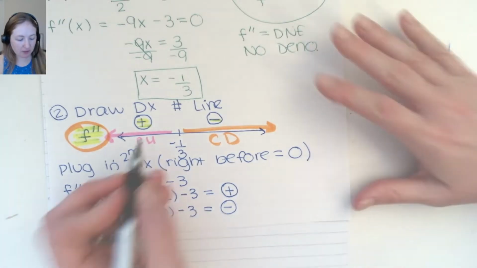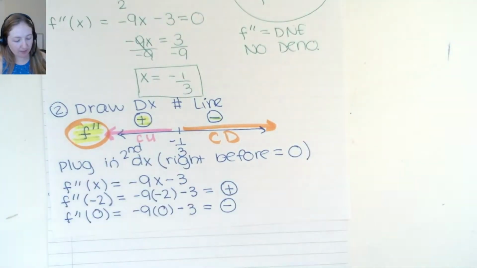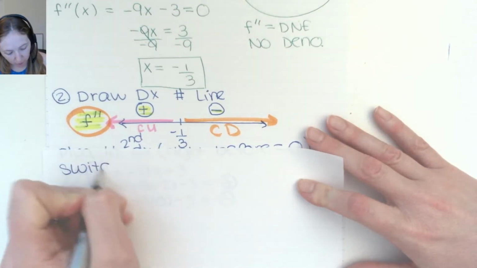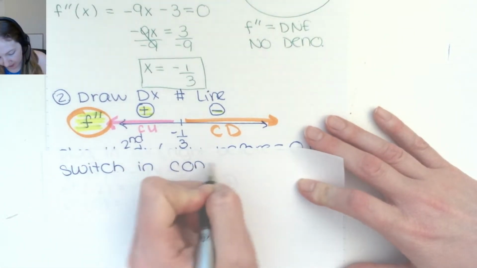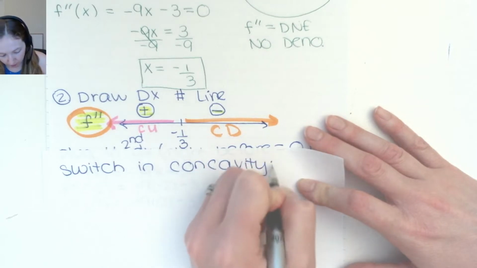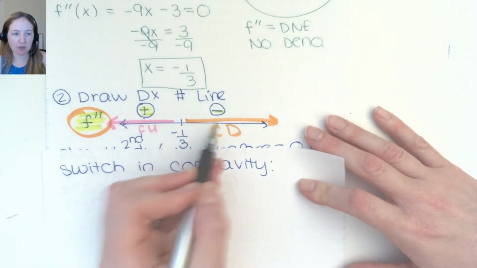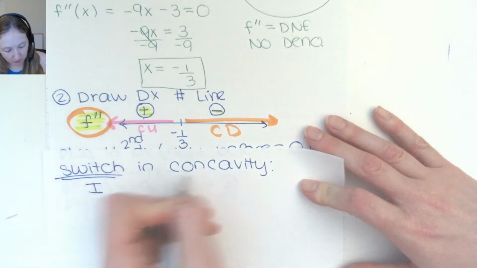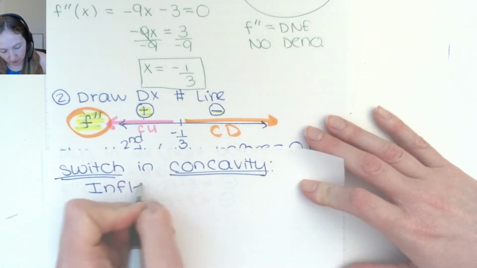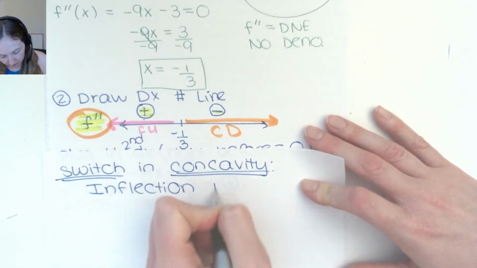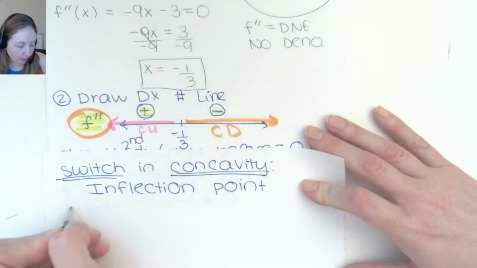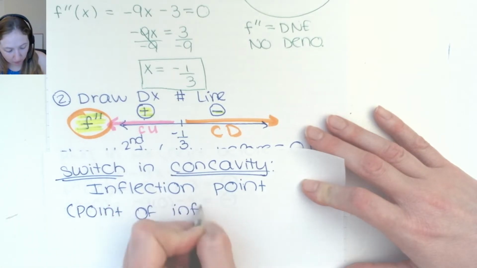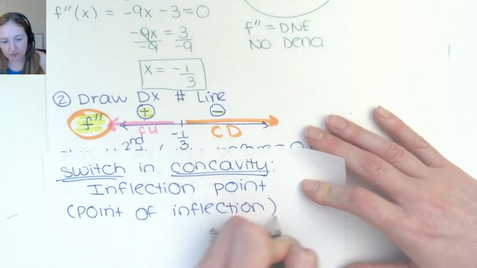With concavity, when you switch from a negative to a positive or a positive to a negative, that switch in concavity is going to be of note to us. That switch in concavity is known as an inflection point or a point of inflection. You'll hear people talk about it either way, inflection point or point of inflection.